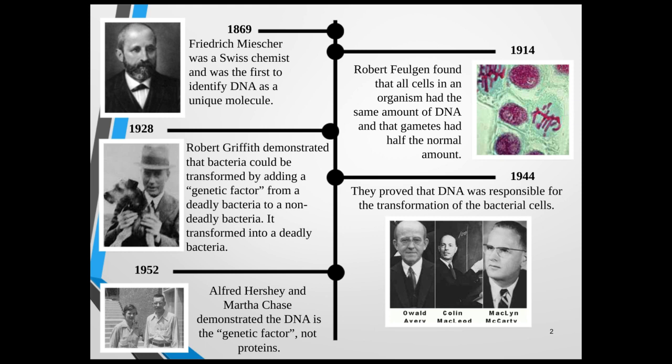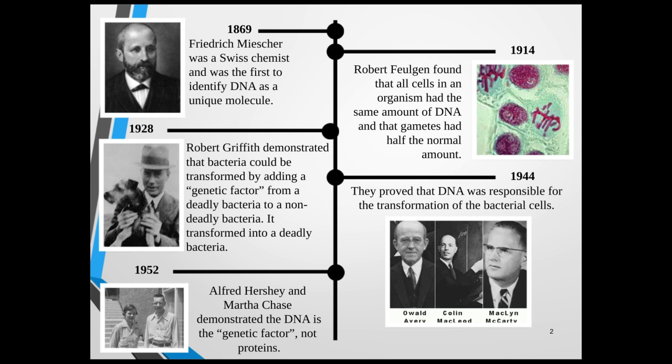In 1928, Robert Griffith demonstrated that bacteria could be transformed by adding a genetic factor from a deadly bacteria to a non-deadly bacteria, and it transformed it into a deadly bacteria. He didn't know what this genetic factor was. He didn't know that it was DNA that was causing this change. He just knew that there was something there that was causing this non-deadly bacteria to suddenly kill all the mice in his lab. In 1944, Avery, MacLeod, and McCarthy proved that DNA was responsible for the transformation of bacterial cells.